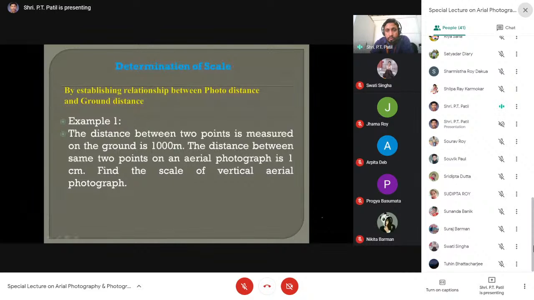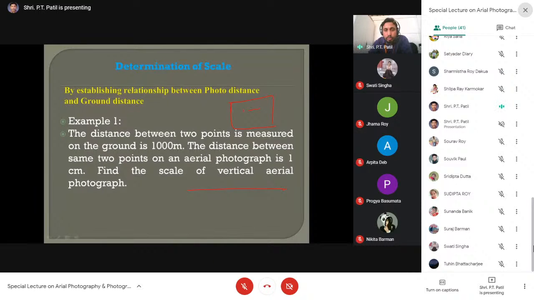Suppose this one is the aerial photograph, and we want to know the distance between these 2 points. Then the distance can be easily calculated with the help of the scale of the aerial photograph. But if we don't know the scale and want to calculate it, then we require photo distance and ground distance. So photo distance means what? When we take any 2 points on the photo and we know the distance between these 2 points, and the corresponding distance of these same 2 points on the ground is known, then we are able to calculate the scale of the aerial photograph.